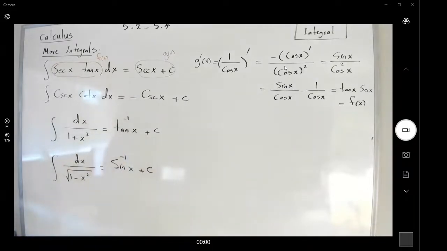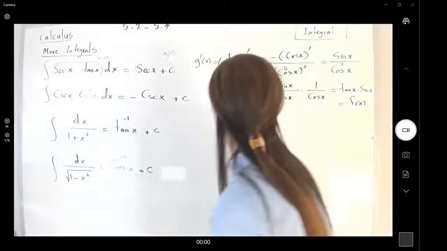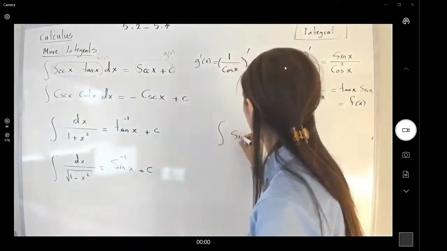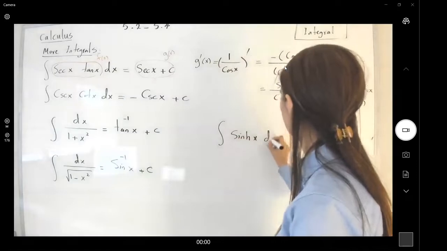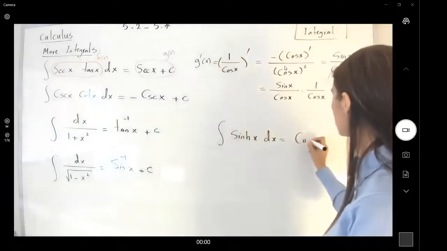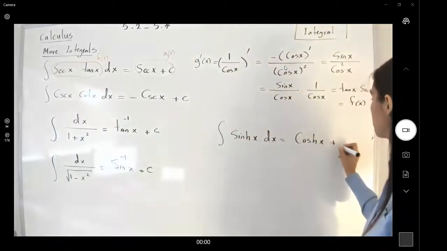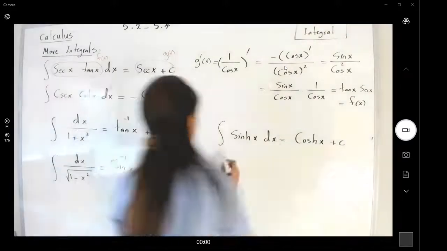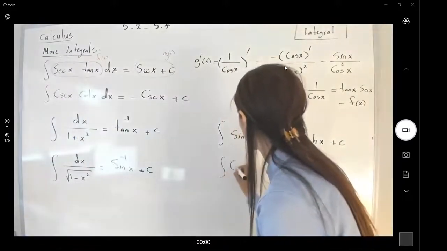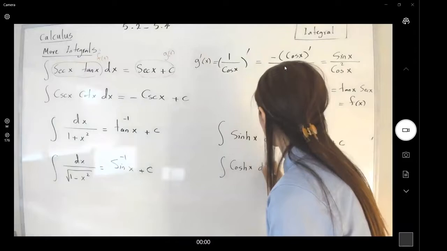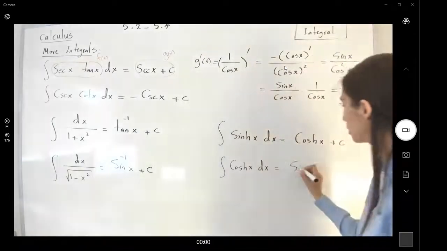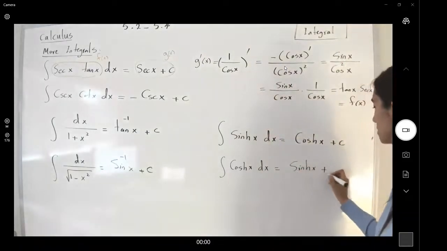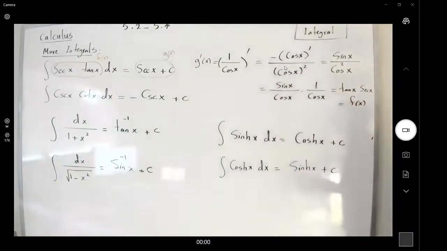Then the integral of hyperbolic functions: the integral of hyperbolic sine x dx is hyperbolic cosine x. And finally, we have the integral of hyperbolic cosine x dx, which is equal to hyperbolic sine x plus c.